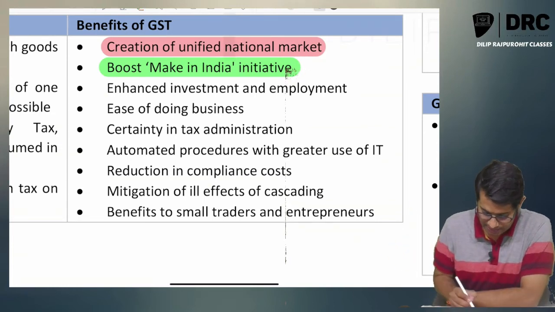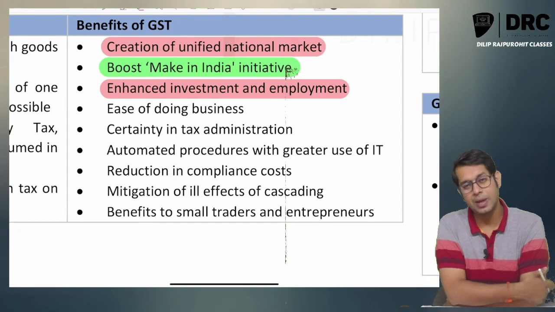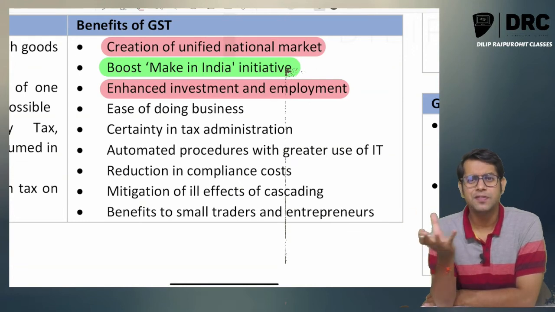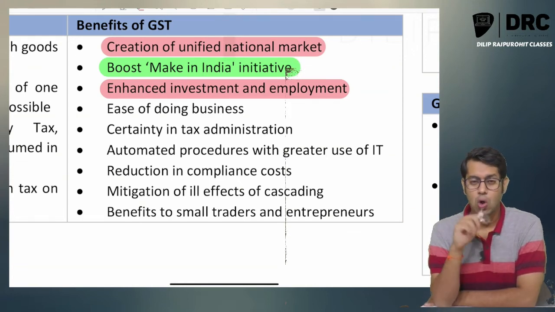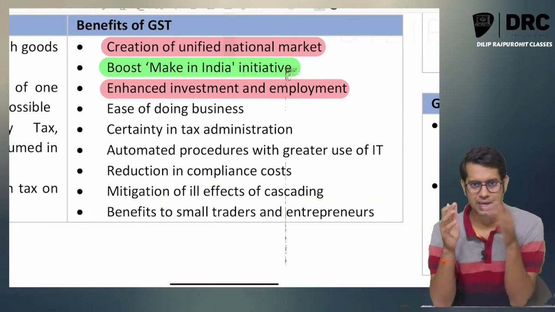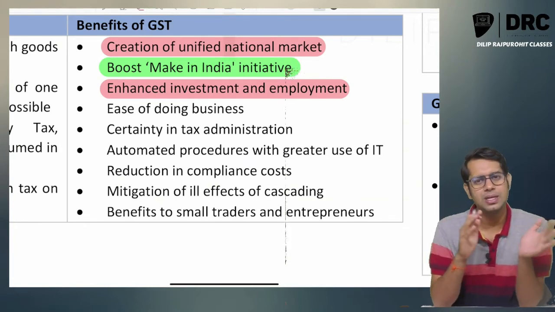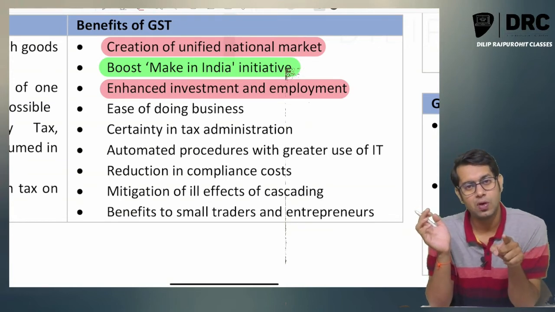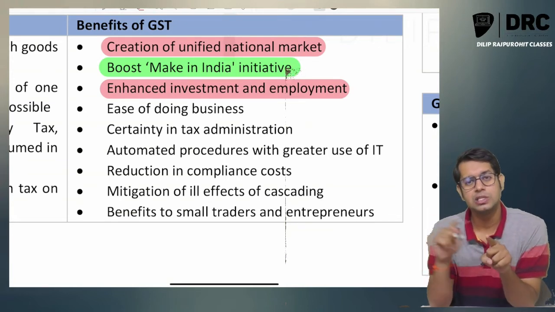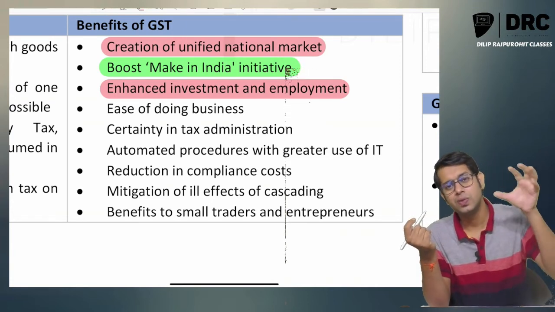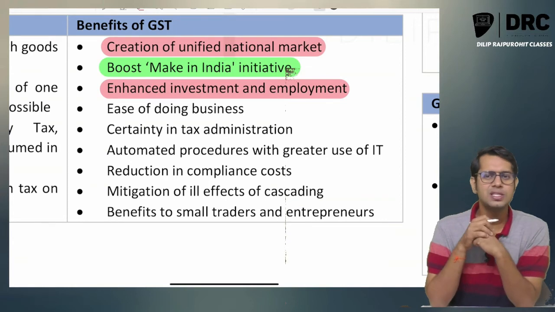Then, enhanced investment and employment. Now the GST which we are following is also followed in almost 165 countries around the world. So almost everyone in the world is following what type of taxes? GST. The indirect tax system followed by them is GST. Now because we are following the type of tax which is followed by other countries also, people from other countries will not worry about investing in India.